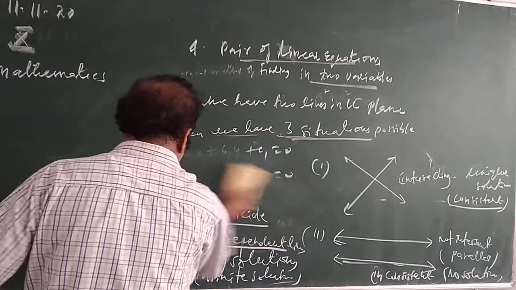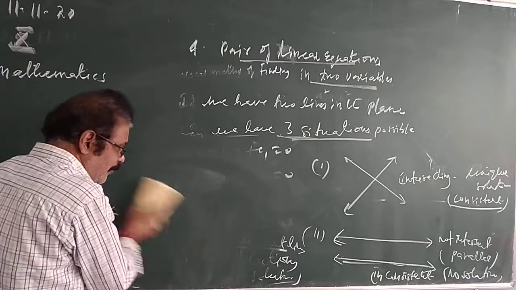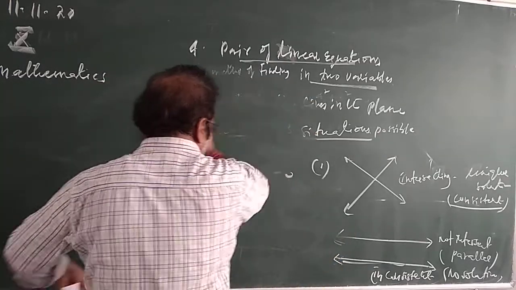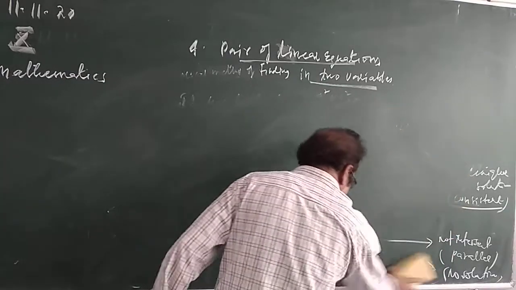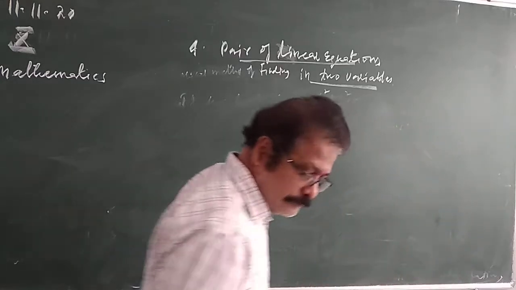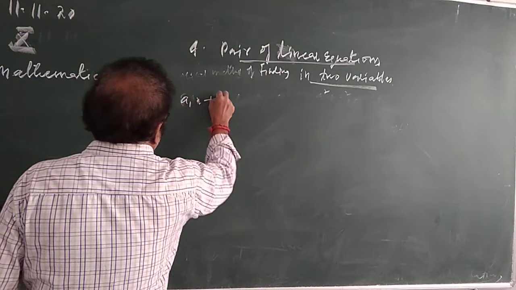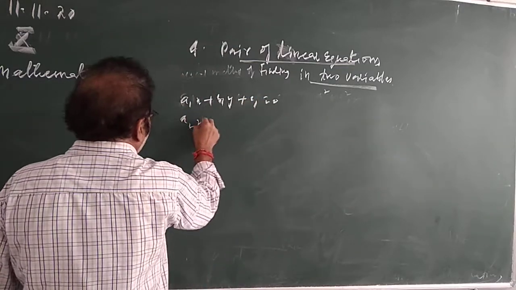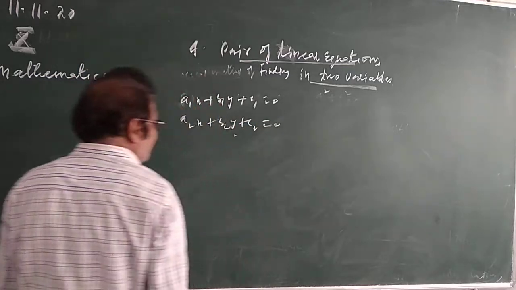Now some conditions we will come to know. I tell you one thing. Graphically, like this, you know. When you draw the graph, it is visible. But sometimes, by seeing it algebraically, how can you say? Algebraically means like this: a1x + b1y + c1 = 0, a2x + b2y + c2 = 0.